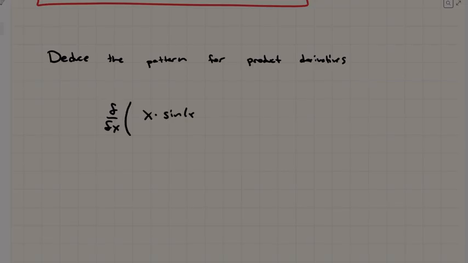let's see if we can deduce the pattern, similarly to how we discovered the power rule earlier, when we're taking the derivative of a product. How can we break this down into some type of rule that will always work? So first, what we did was we said that the derivative of x sine x, three examples ago, was equal to x cosine x plus sine x times 1.